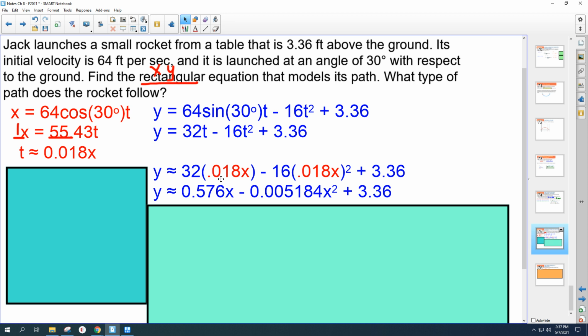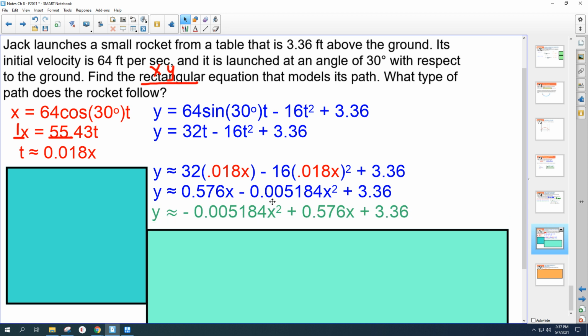And 32 times 0.018 is this, about. And 16 times 0.018 squared is this. So you got a weird, complicated looking equation. I'm going to switch these two just because I think it makes more sense to have your x squared term before your x term. But rectangular equation, you've got x and y in here. That's your rectangular equation. You should recognize that that's going to be a parabola. And that should make sense for this situation. You're talking about a rocket. It's going to be launched. It's going to fly in the shape or path of a parabola.